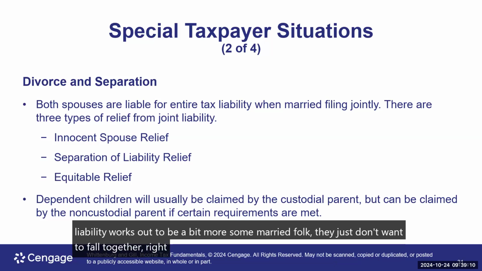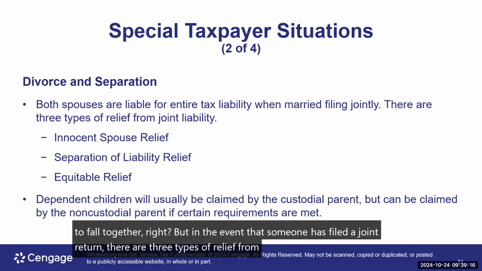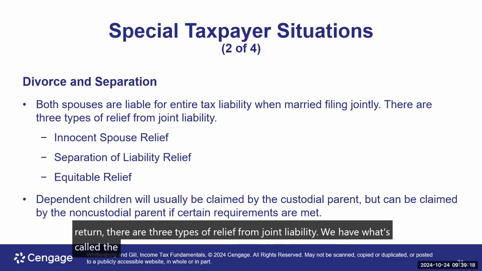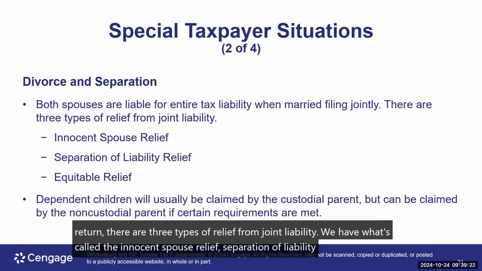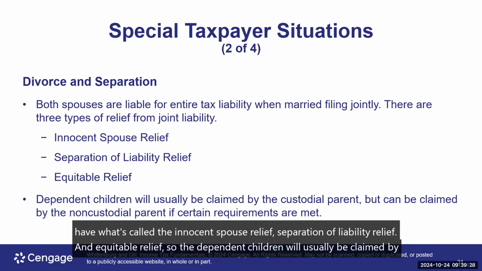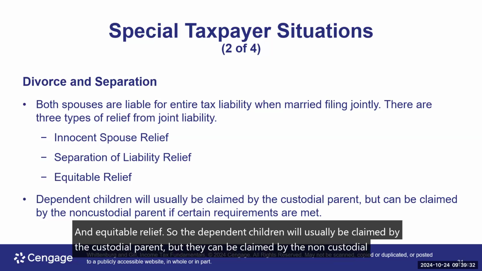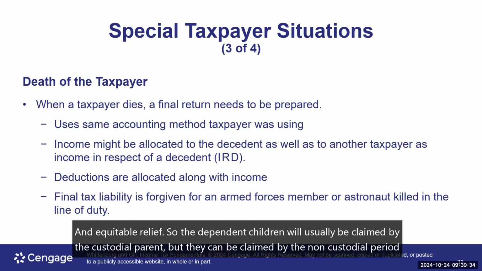But in the event that someone has filed a joint return, there are 3 types of relief from joint liability. We have what's called the innocent spouse relief, separation of liability relief, and equitable relief. So the dependent children will usually be claimed by the custodial parent, but they can be claimed by the non-custodial parent if certain requirements are met.